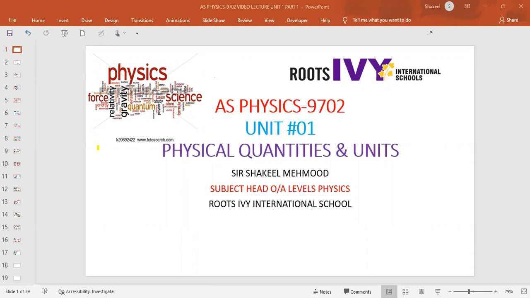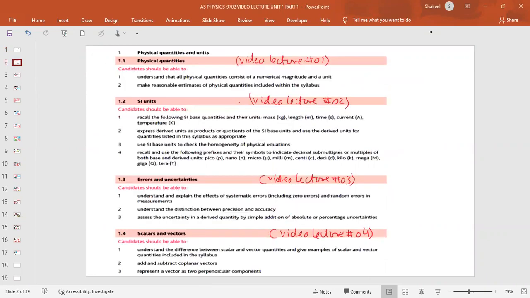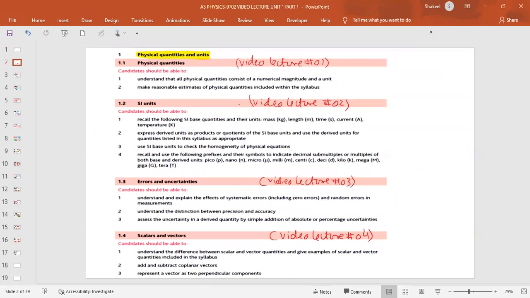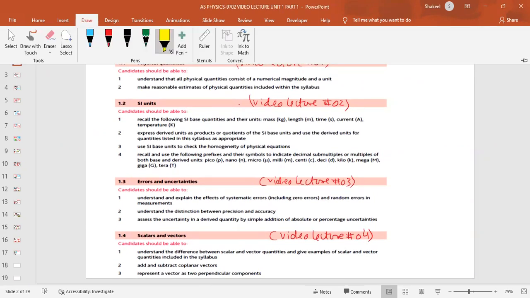That is unit number 1 of AS Physics with the subject code of 9702. Okay, so let's start with the proceedings. First of all, let me tell you about Unit 1. The Unit 1 is physical quantities and units, and it comprises 4 subsections.